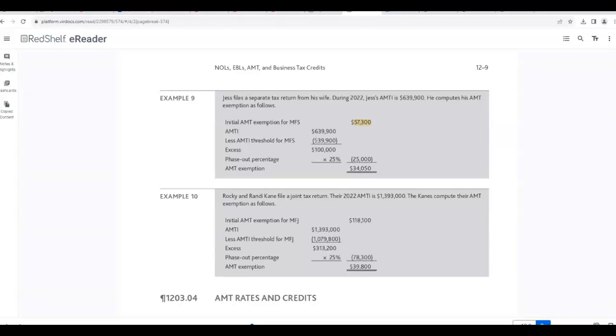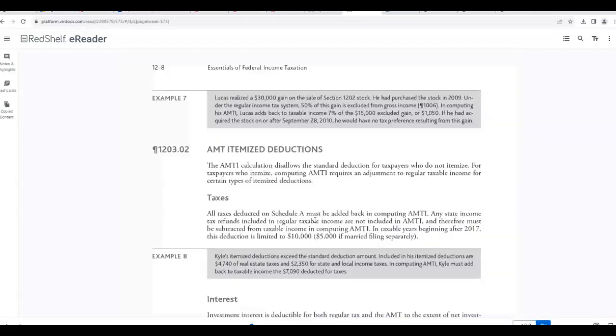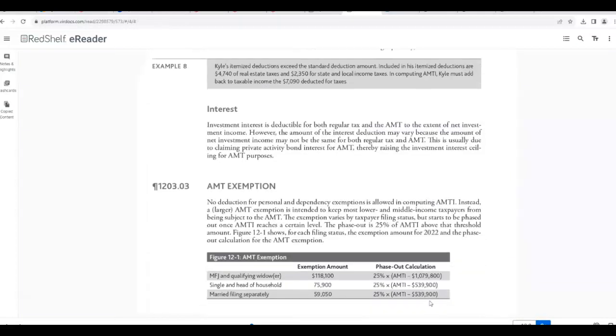That says 539,900. Write it down. I'm going to show you, then you're going to forget. 539,900. Go back to page 8, chapter 12, all the way down. Right there, if you're married filing separately and you make more than that, you have to take the phase out. If you make more than that, then you start getting a phase-out situation.